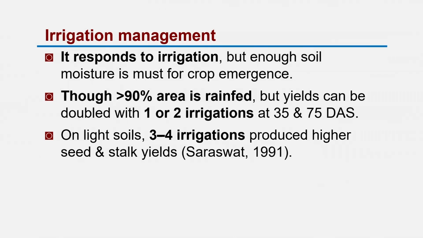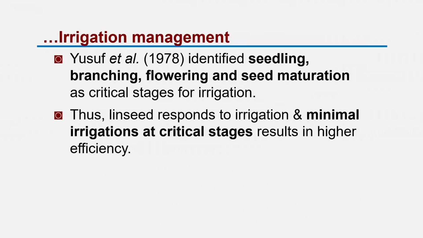Though more than 90% area is rain-fed under linseed, yields can be doubled with 1 or 2 irrigations at 35 and 75 days after sowing. This DAS acronym is for days after sowing. On light soils, 3 to 4 irrigations produce higher seed and stalk yields. Yusuf 1978 identified seedling, branching, flowering and seed maturation as critical stages for irrigation. So these are important and critical stages for irrigation in linseed.